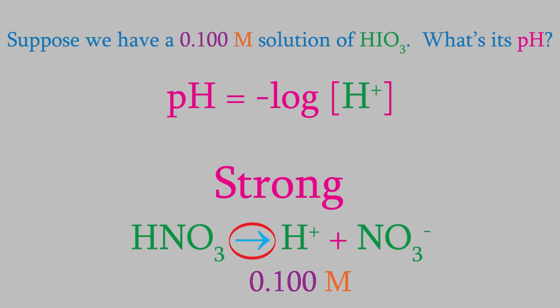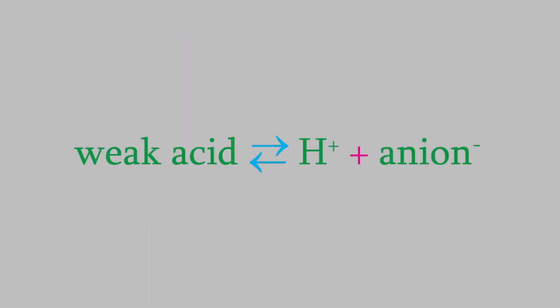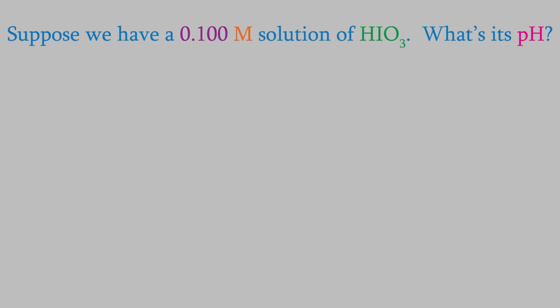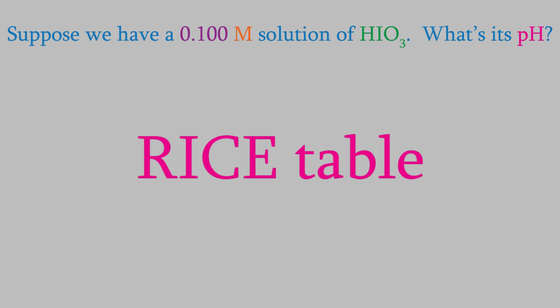ions in the solution. But for a weak acid, that's not true. The reverse reaction happens at the same time as the forward reaction, so all the acid molecules are never completely dissociated into H+ ions. So, how can we find the pH? The way to find out the amount of product like H+ in a reversible reaction is to use a Rice table.